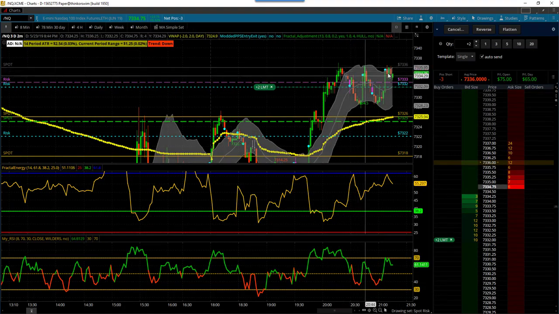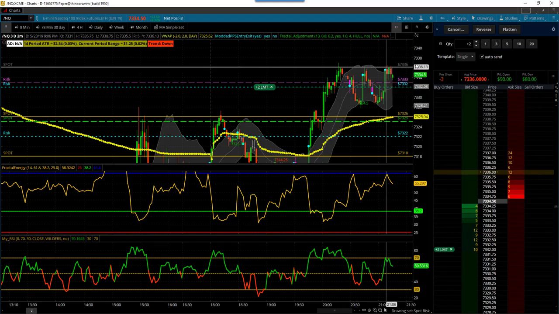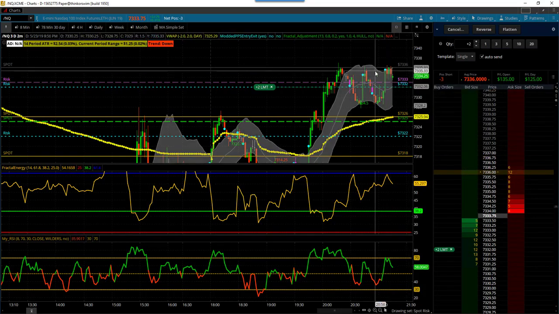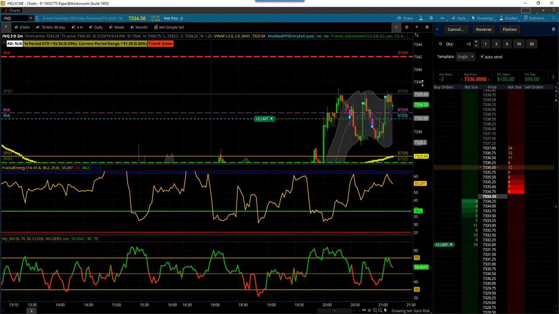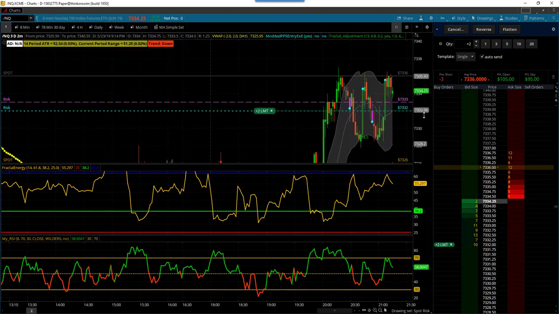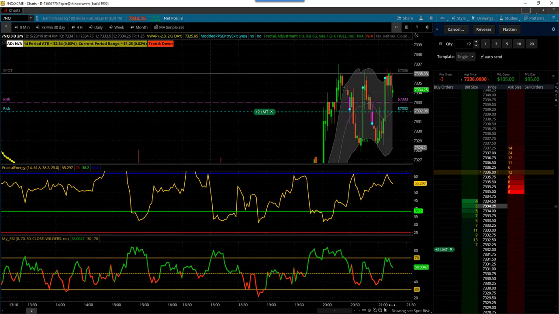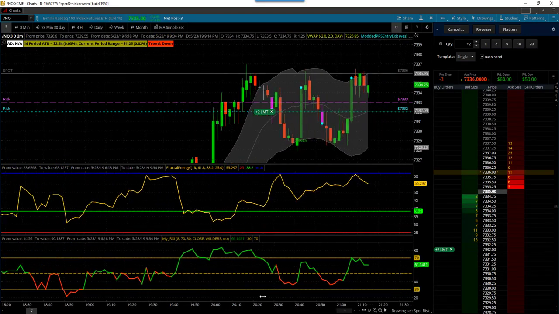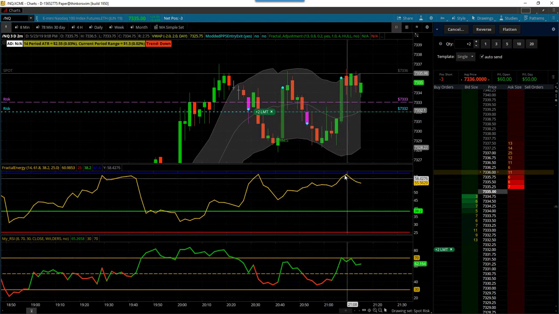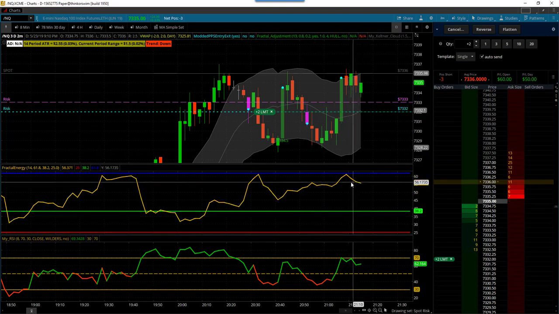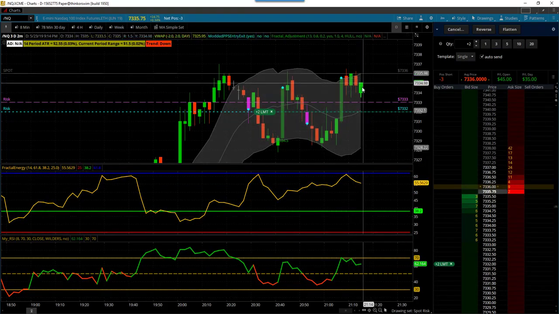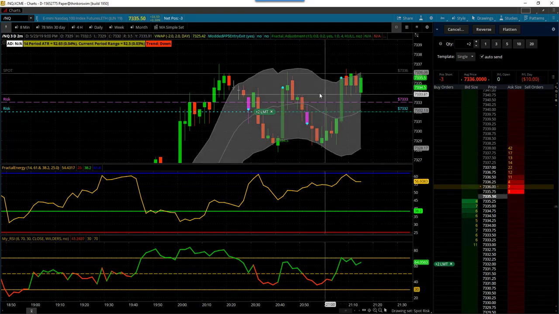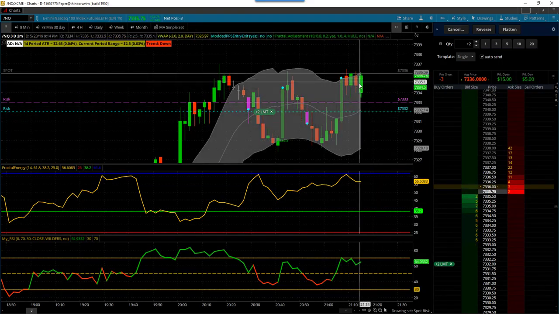We've tested it 3 times now, and we do want to be very careful. Persistence beats resistance, and so the more we test this area, the more likely it is that we're going to end up breaking through it. And at this point, we definitely have enough energy to break through this area. So we do need to be cautious. I am getting to the point where I'm looking to get out of this trade.